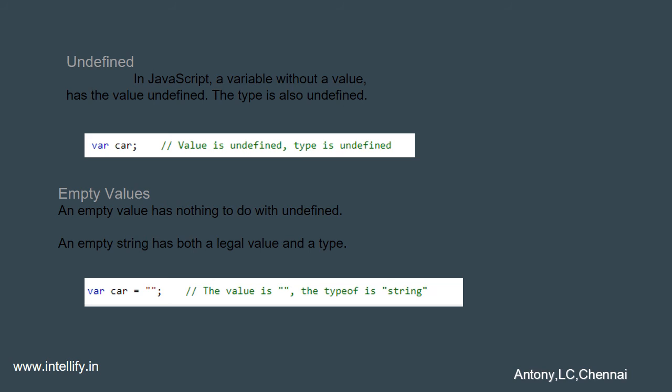So next, what are empty values? An empty value has nothing to do with undefined. An empty string has both a legal value and a type. For example, here variable car is equal to just an empty string. So this is where the empty values come in. We can give a number here, we can give a string here, whatever we can give, but we are not specifying anything. So this is called empty values.